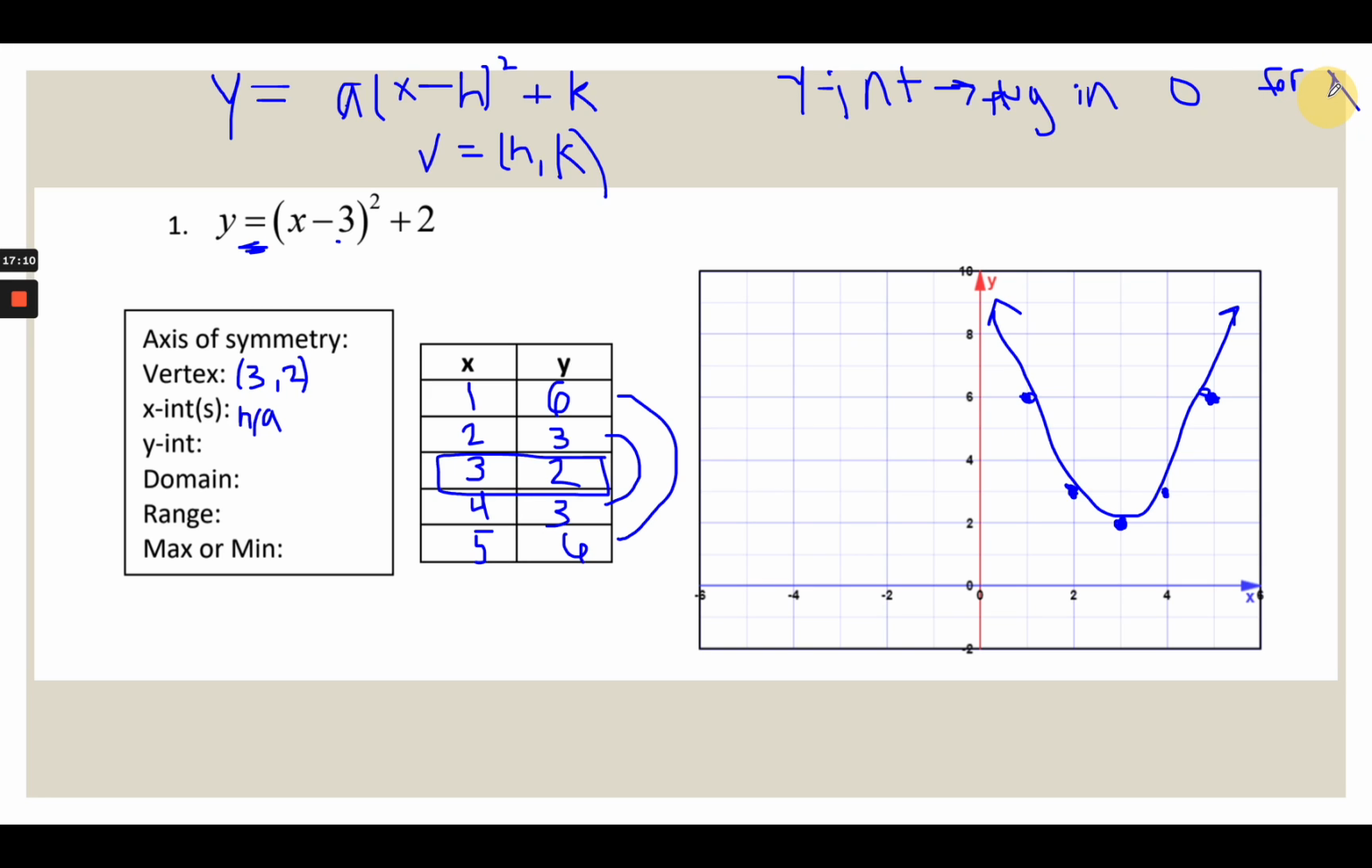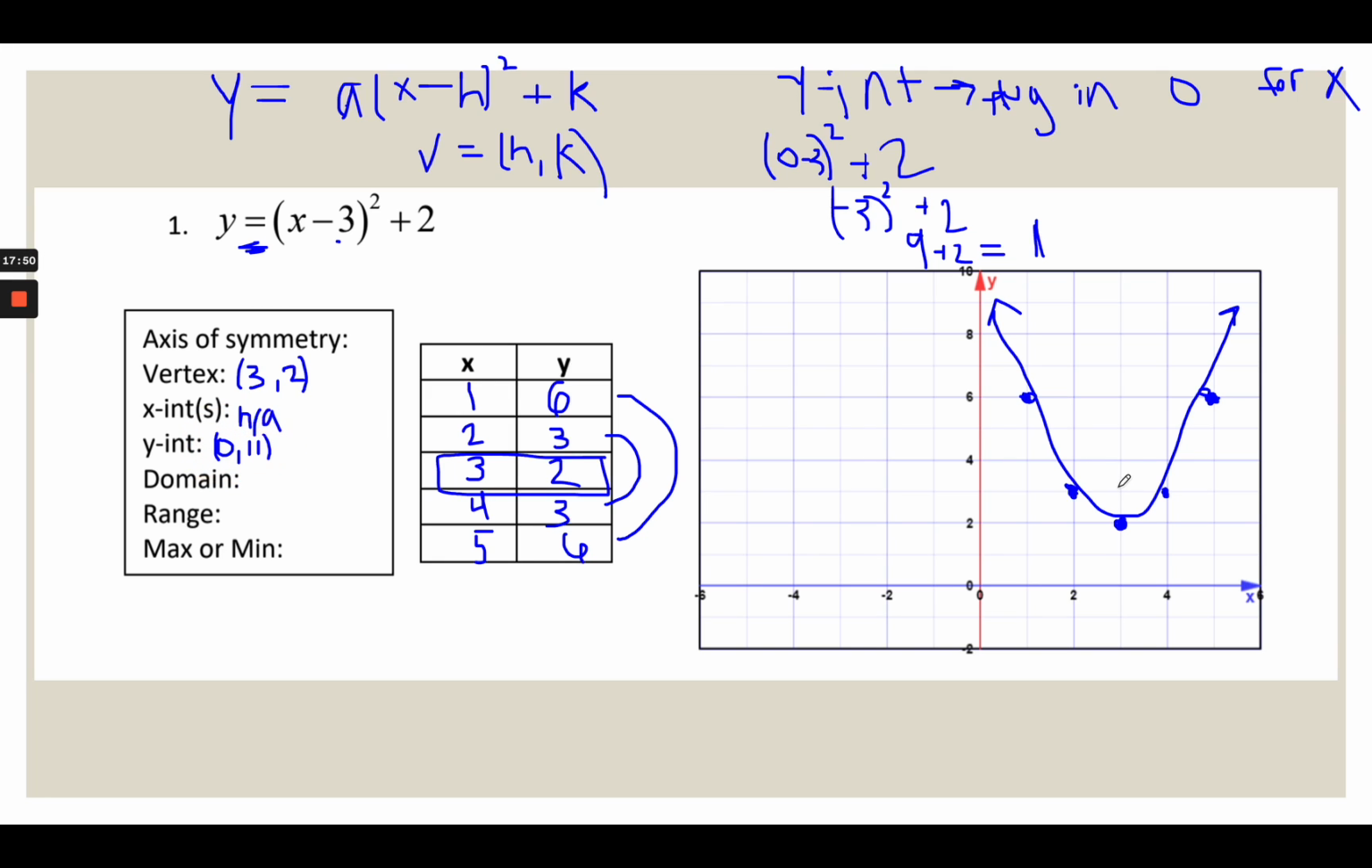Okay, so when you do that to this problem, we'd get 0 minus 3 squared plus 2. So that's -3 squared plus 2. So that's going to be 9 plus 2. And that's going to equal 11. So our y-intercept is at 0, because we plugged in 0 for x, that's why that's 0, comma 11, because 11 is what we got out.